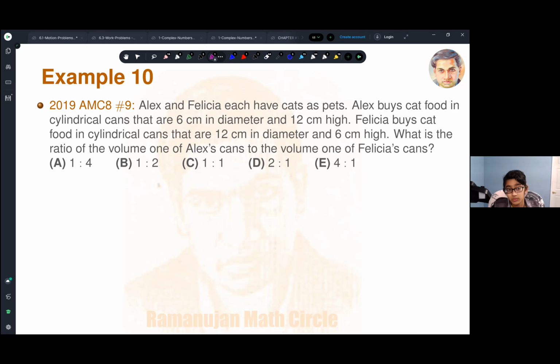This is kind of straightforward. If you try to apply the formula, again, it's a cylinder, so you should be able to just apply the volume formula and find the ratio. So just think about it and we'll come back and discuss.